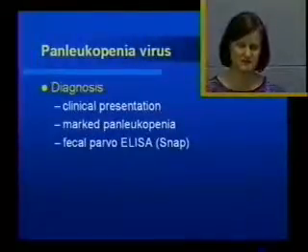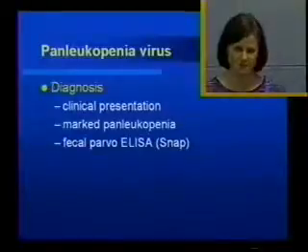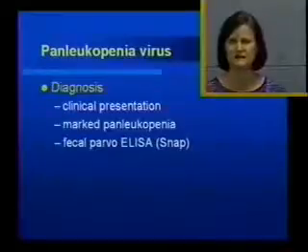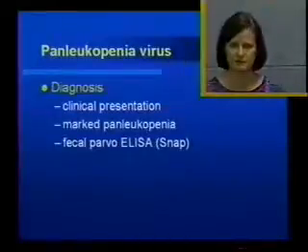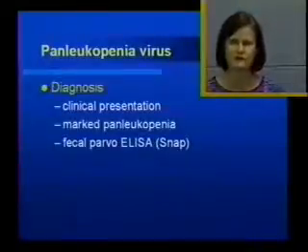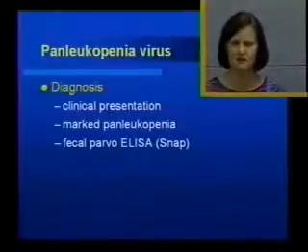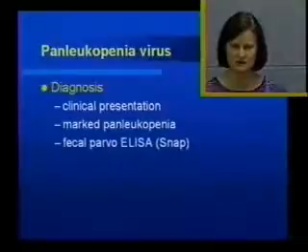Diagnosis is made largely clinically by the classic clinical presentation of vomiting and diarrhea. On the CBC, we see a marked panleukopenia with frequently less than 500 white blood cells. And we can use the parvo fecal test that's designed for use in dogs on cats to detect this virus as well.